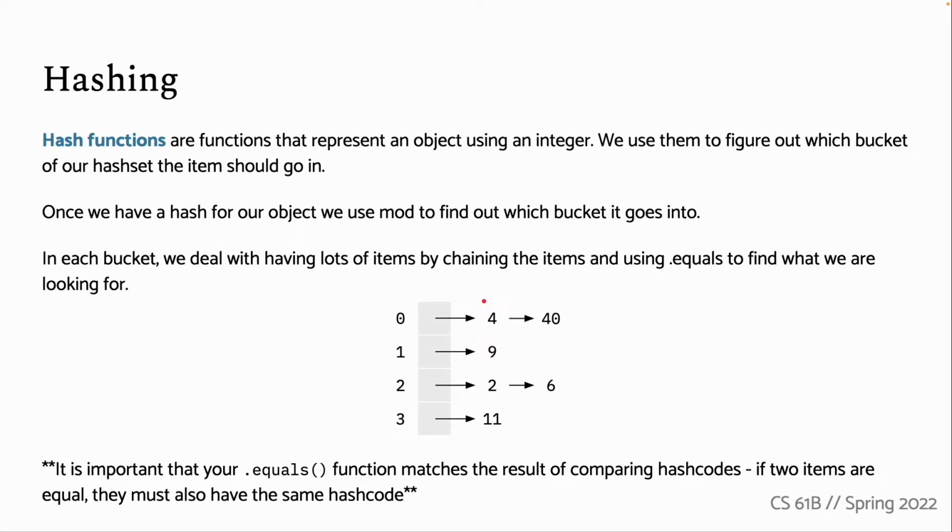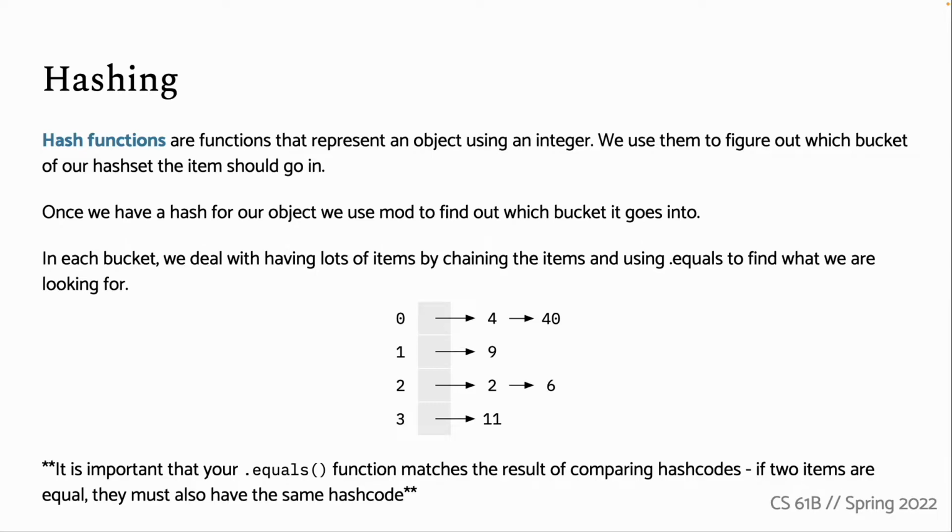When we want to see whether something is in our set, what we do is we take the hash function of the item that we're trying to find, we figure out which bucket it's going to be in, and then we look through that bucket to see if there is an item that equals it. So this is an important distinction. Once we are inside of a bucket, we no longer use the hash code. We use the dot equals function instead to see whether or not two things are the same.